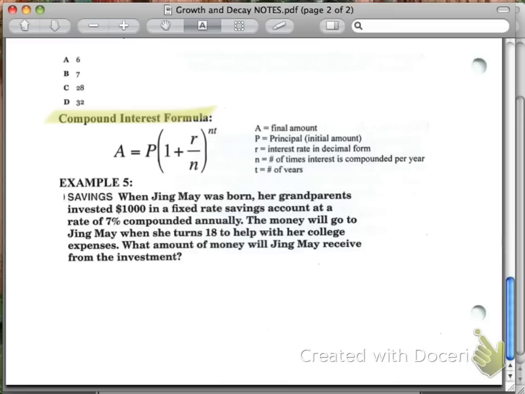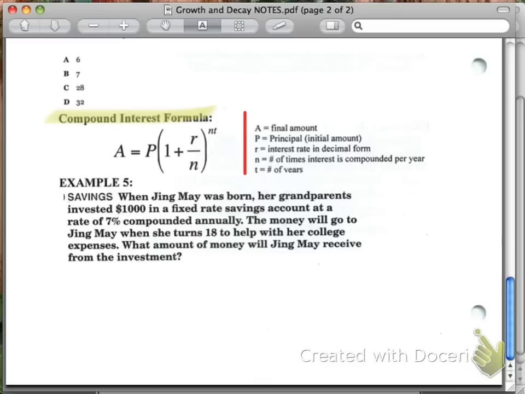So if we're talking about the compound interest formula, you see that A is the final amount, very similar to our exponential growth and decay, because it is a variation of growth and decay. And then P is our principal, or our initial amount. In the finance world, you call your initial amount the principal, the money you start with. Then, of course, you have your 1 plus. R now is your interest rate in decimal form. Again, that's another thing that will come up.